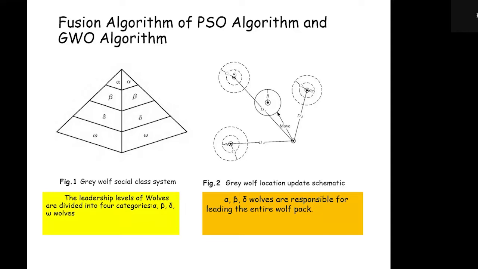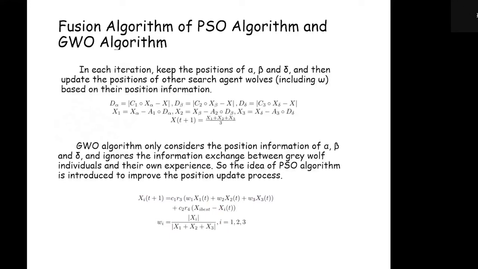The new position of a grey wolf is determined by alpha, beta, and delta wolves. In each iteration, keep the positions of alpha, beta, and delta, and then update the positions of other search agent wolves based on their position information.